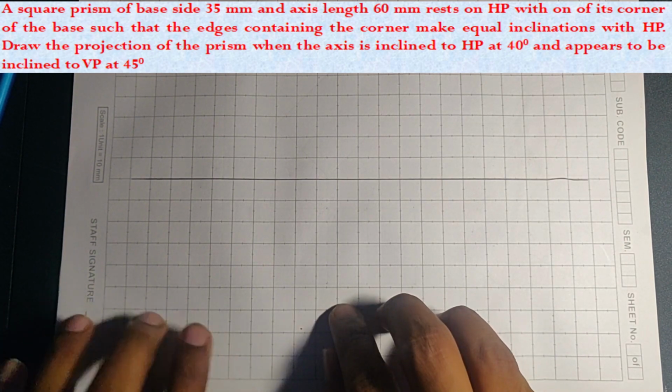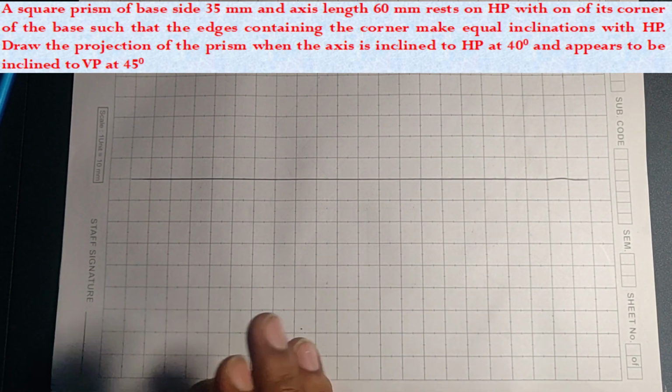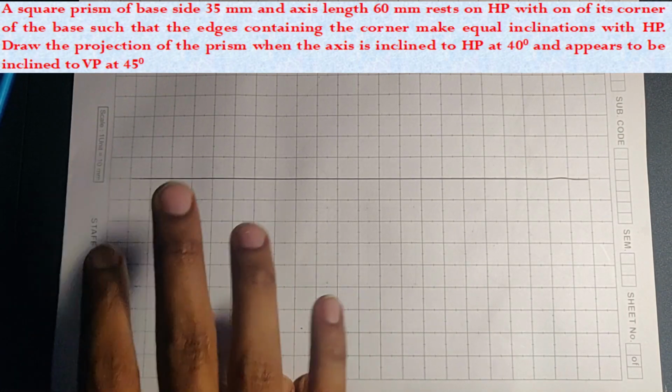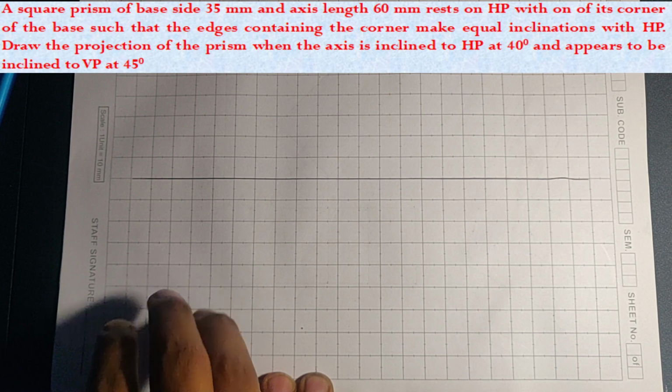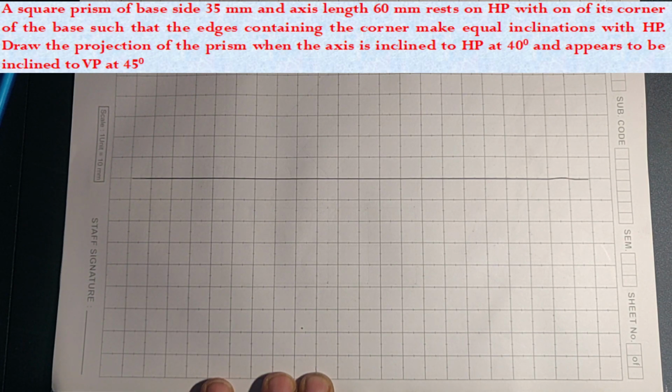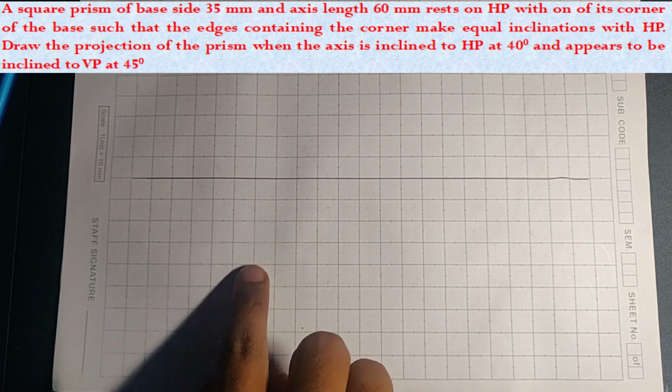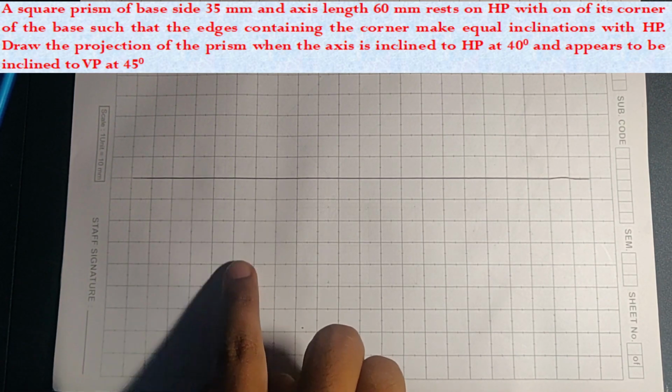Right. So in this particular case, we'll divide the problem into three segments as I told. In the first segment, you need to identify whether it is resting with one of its edges or corners. In this particular case, it says it is resting with one of its corners of the base on HP. So the given condition is corner condition. You need to take the corner towards the right of the observer. In solids, it is towards the right of the observer.